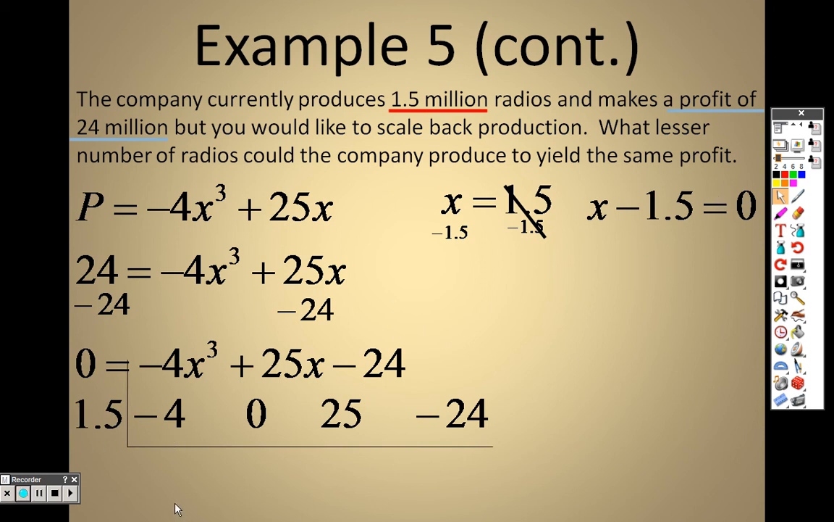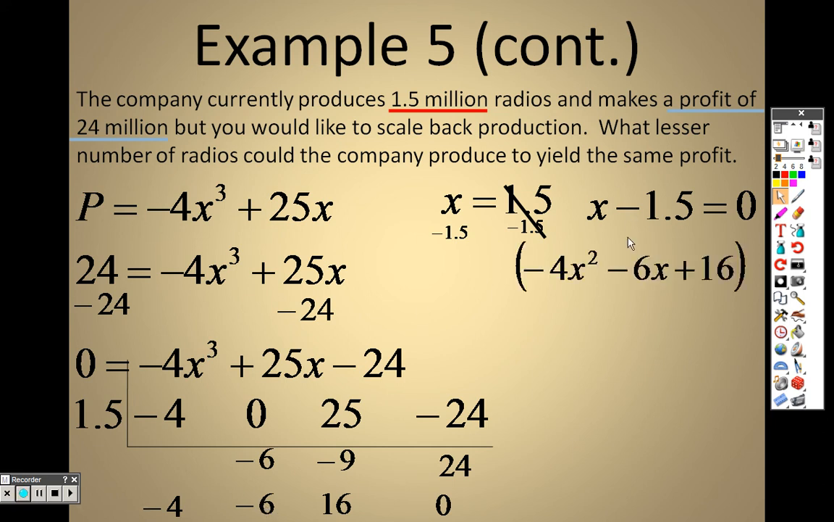So down here, I bring down the negative 4. Negative 4 times 1.5 is negative 6. I add them to get negative 6. Negative 6 times 1.5 is negative 9. I add those to get 16. 16 times 1.5 is 24. I add them to get 0. This is x cubed, so that is negative 4x squared minus 6x plus 16. And the reason why I did that, up above here, x minus 1.5 is the other factor of it.